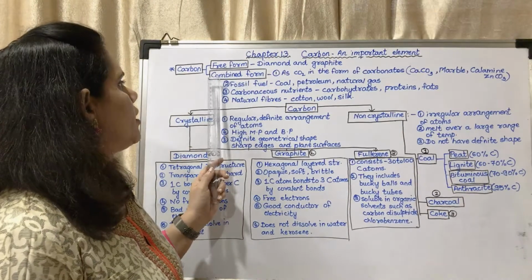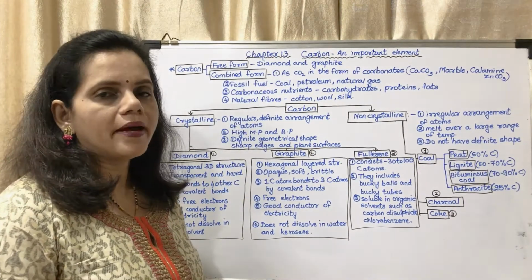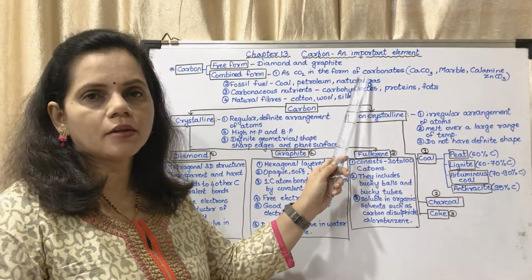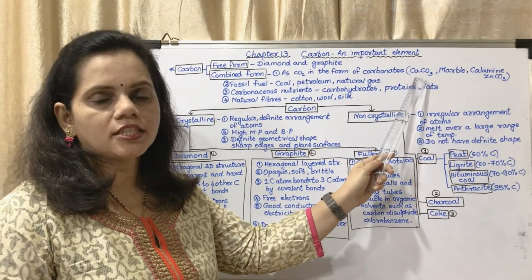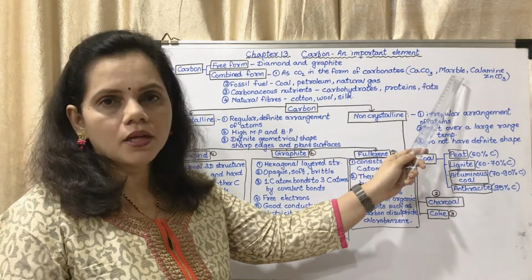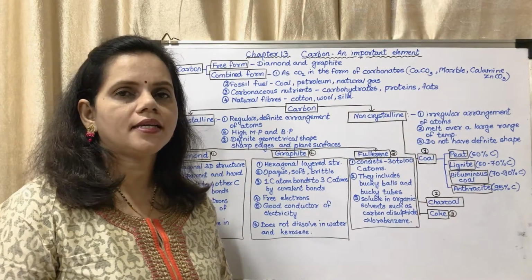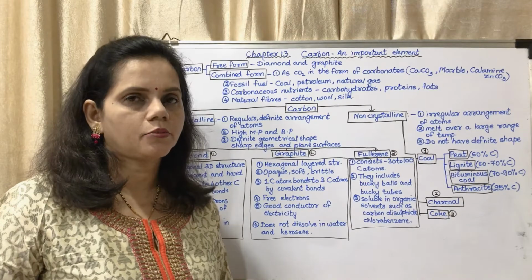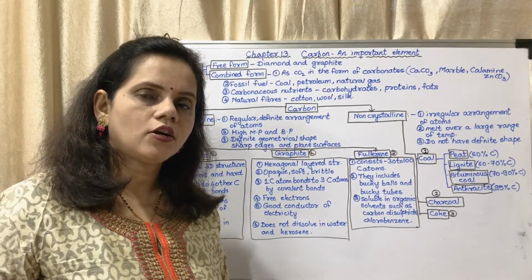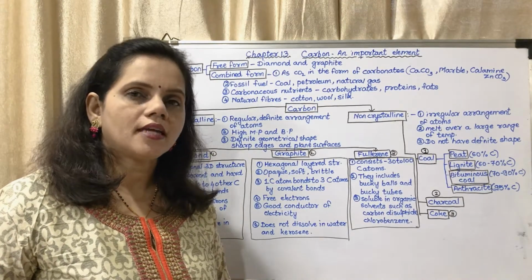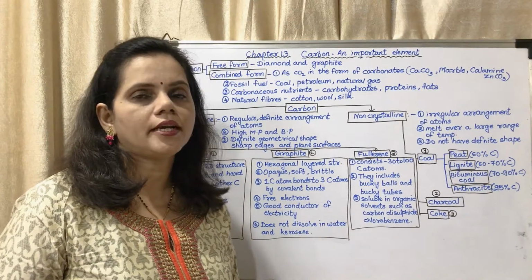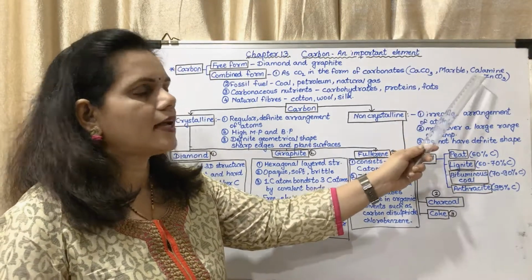Atoms. Okay. Now combined form. In combined form, carbon is present as carbon dioxide and in the form of carbonates. Example, calcium carbonate, marble, calamine. Calamine is zinc carbonate. There is carbon in zinc carbonate. Now this is an objective question. The chemical name of calamine is zinc carbonate, commonly called calamine.